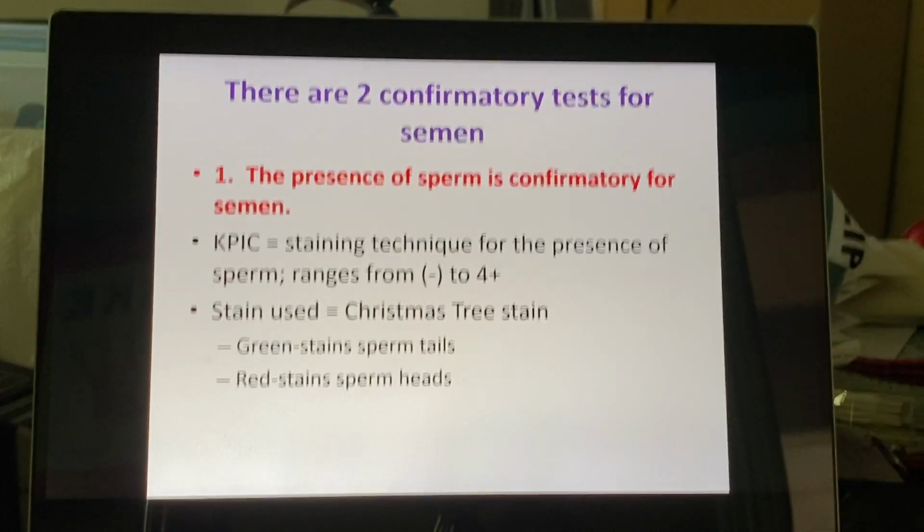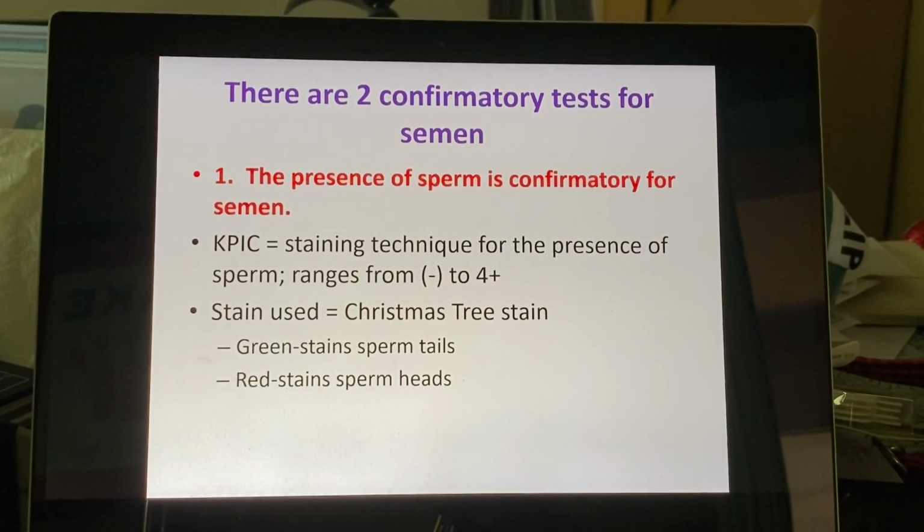Okay, let me rephrase this. You cannot have sperm without semen, but you can have semen without sperm. That's where the vasectomized males fit in. So this first test is called the KPIC, and I'm not going to give you the big, long, wordy definition, but it's basically a microscopic staining technique to look for the presence of sperm.